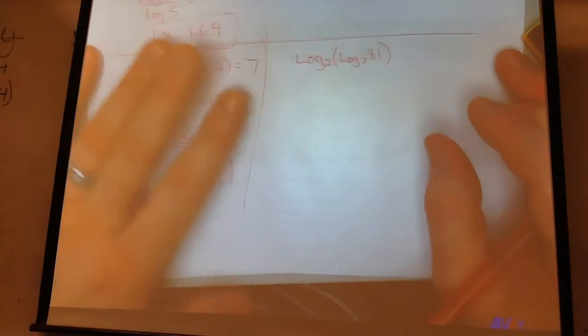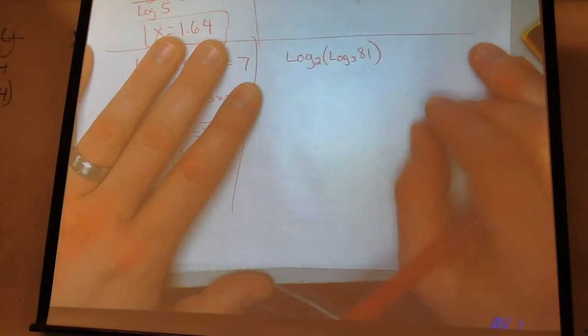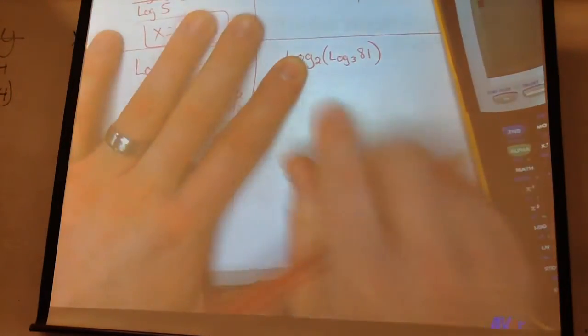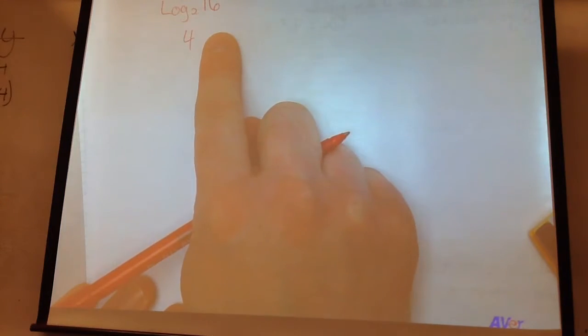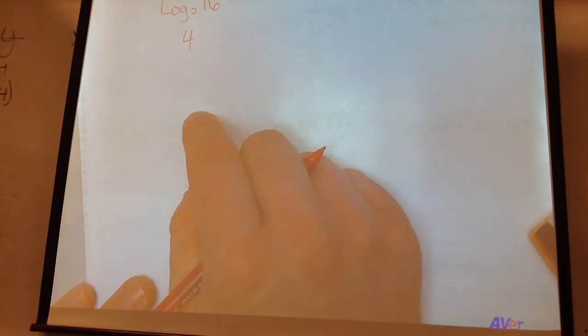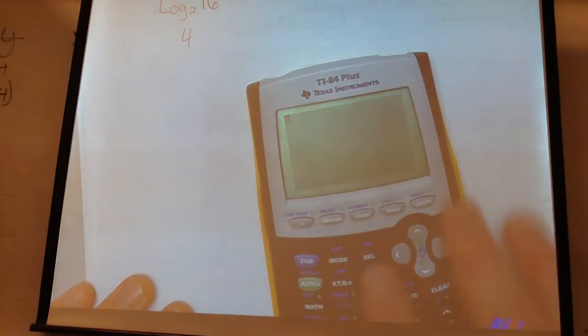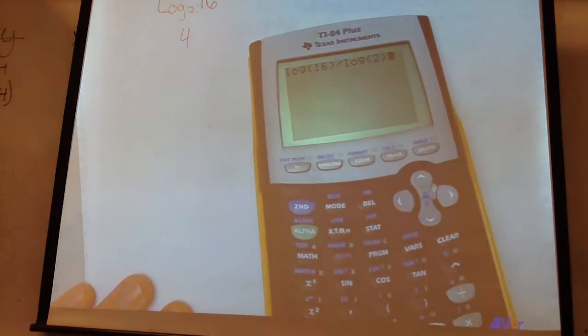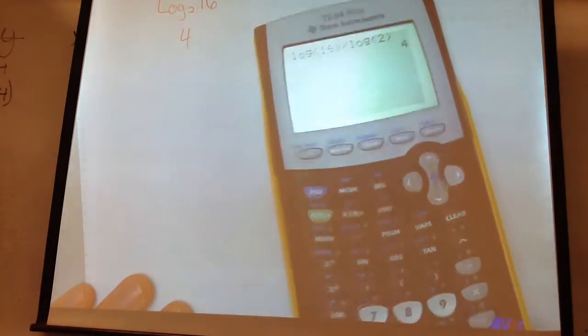9? 4. How'd you get four? Log of 81 divided by log of 3. Because 2 to the 4th equals 16. No, 3 to the 4. Oh, on the last one? Yeah. She said, how did you get 4? 2 to what power gives you 16? 4. Or if you check your calculator, log of 16 divided by log of 2, but it's the change of base formula. Boom. 4.